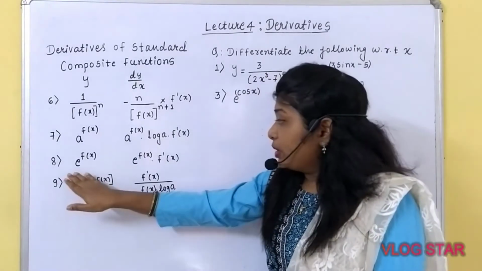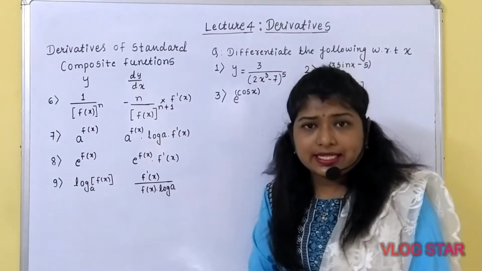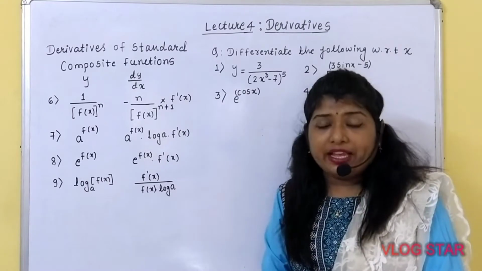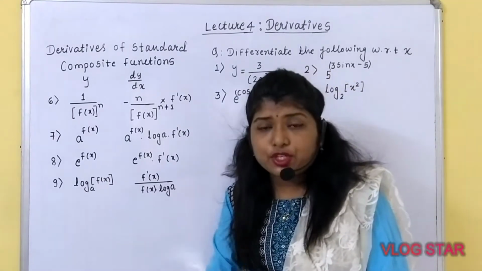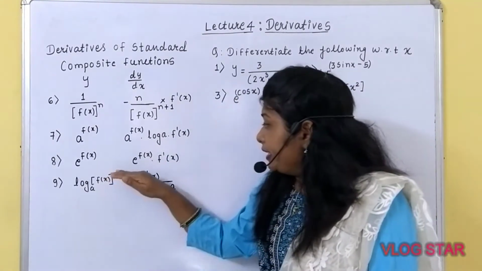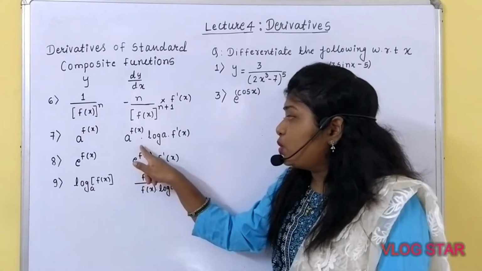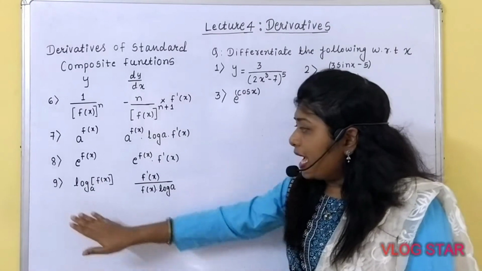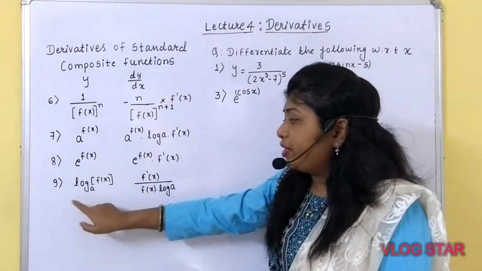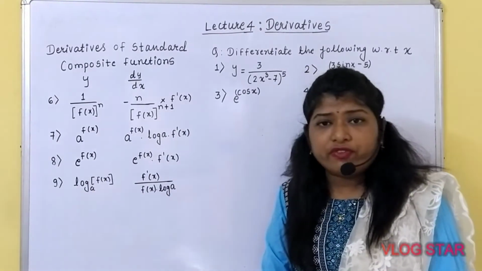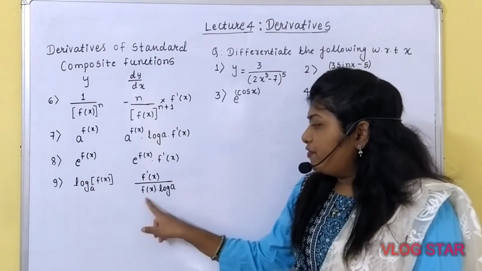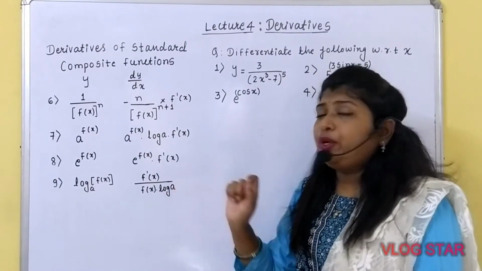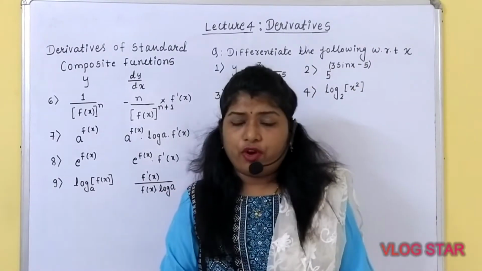Am I right? Then e raised to f of x: if we need to calculate its derivative, it is given by e raised to f of x into the derivative of f of x. Then how are we going to calculate the derivative of log to the base a of f of x? It is 1 upon f of x into log a into the derivative of f of x.